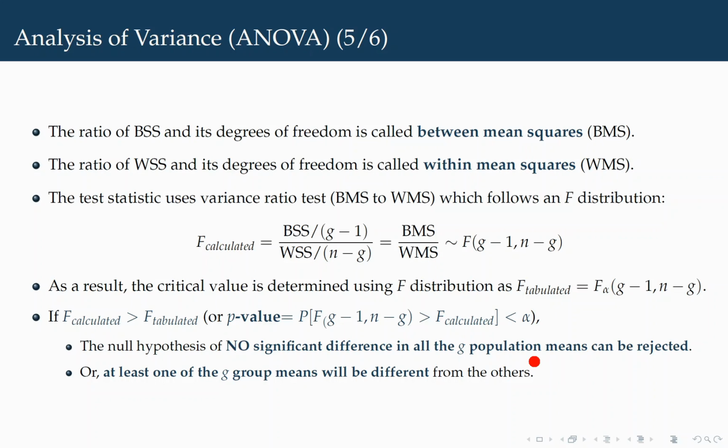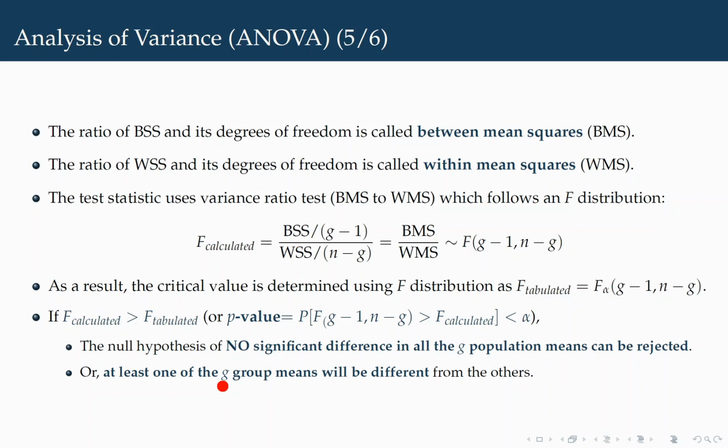So if the null hypothesis is rejected, that means at least one of the g group means will be different from the others. At least one will be different. Perhaps all the g group means could be different, but at minimum at least one of the g group means will be different from the others.